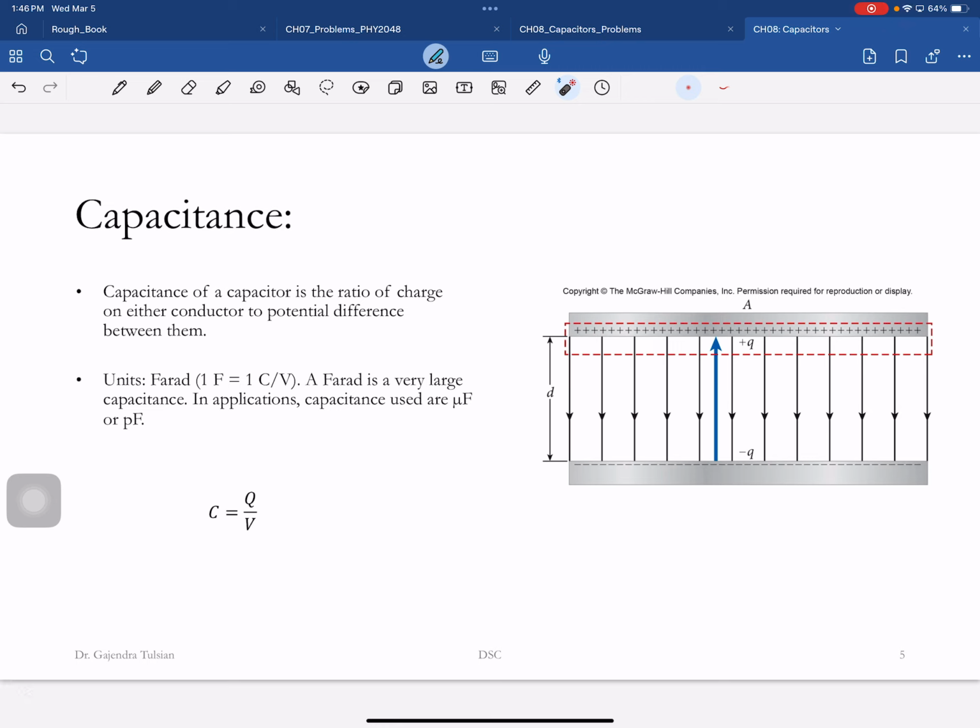So the capacitance of a device like this is defined as how much charge it can hold per volt. The larger the capacitance, the more charge it can hold per volt. So that's what that is. This is coulombs and that's volts. Coulombs per volt is called a farad, after Mr. Faraday.